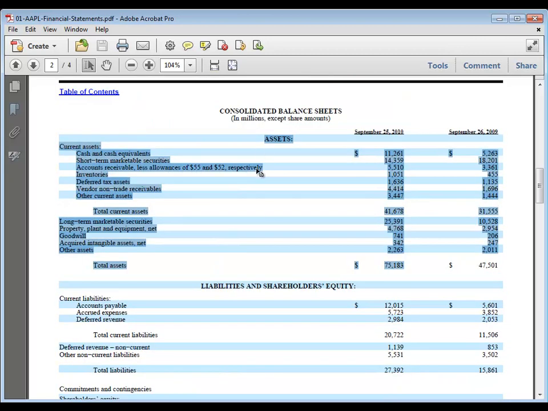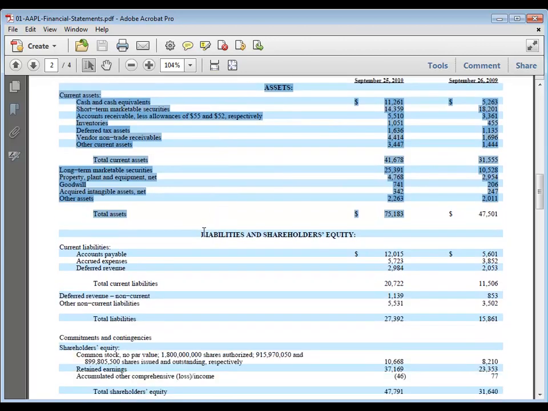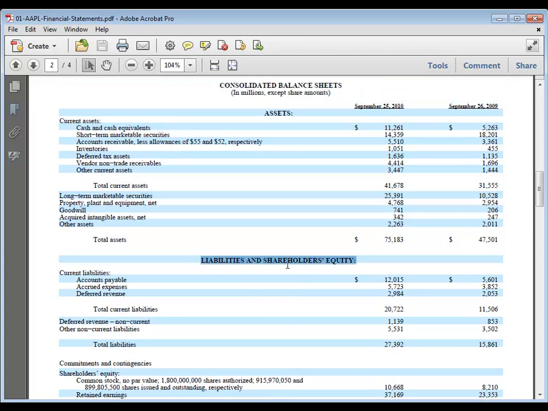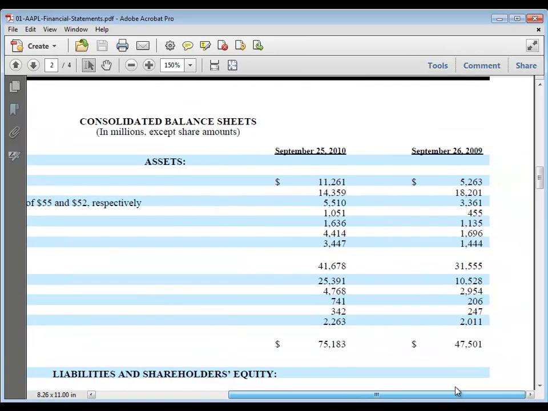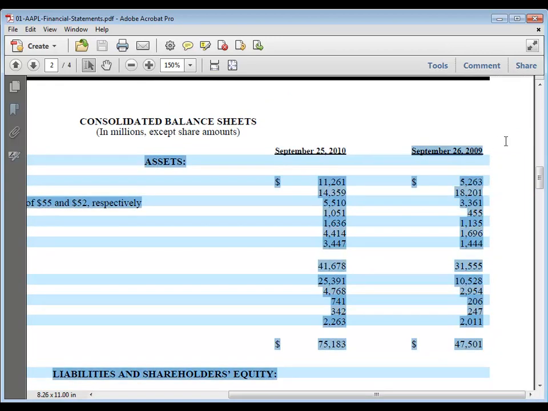In this video, we're going to focus on the asset side, and then in the next one, we're going to tackle the liabilities and shareholders' equity side of the balance sheet. So you see here, they have a current and previous period for the assets, September 25th, 2010, and then September 26th, 2009.